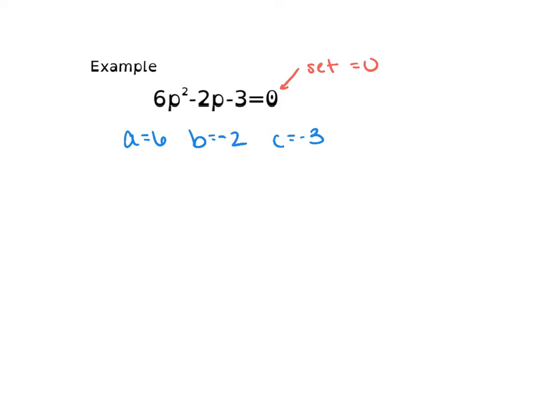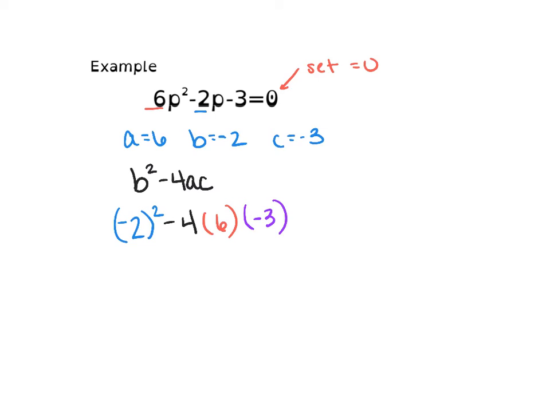To find the discriminant, I'm going to use the formula b squared minus 4ac. So plugging into this formula, b squared is negative 2 squared, minus 4 times a, which is 6, and c is negative 3. Now all I do is calculate these values. Negative 2 squared is 4, minus.